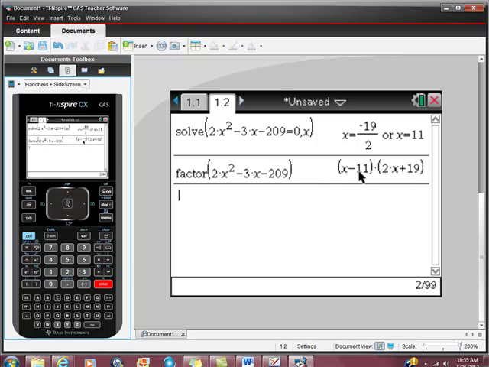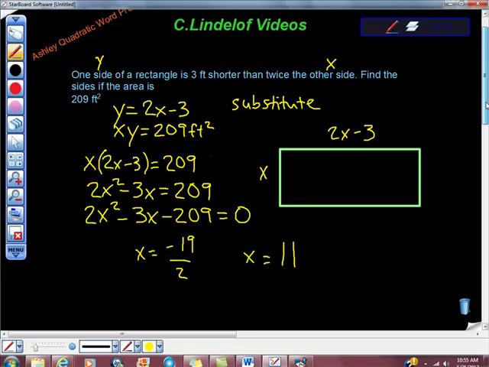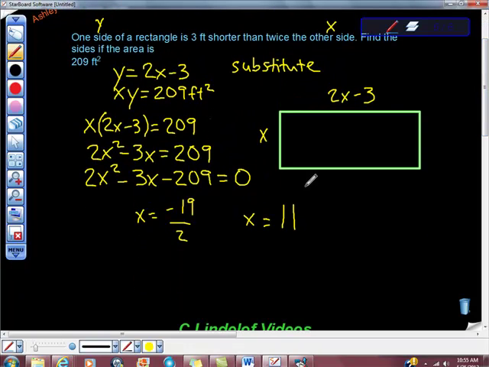From here, you can set these equal to 0 and you would get these original answers. So I'll write these back in the original problem. x equals negative 19 over 2, or x equals 11. From here, you can substitute this back into the original equation, but you wouldn't use the negative one, because you can't have a negative length.